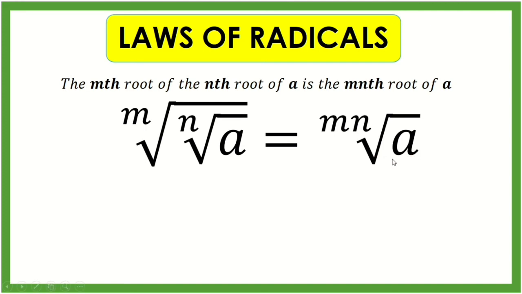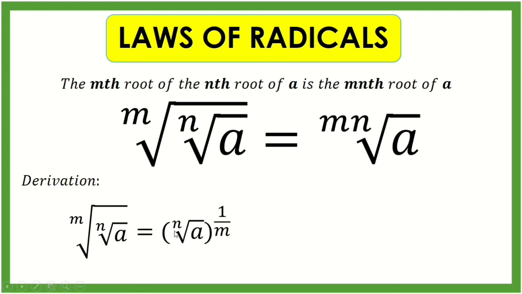So, paano na-derive itong law na to? So, una, transform natin itong radical expression into exponential form. So, unahin natin yung mth root. So, this is equal to nth root of A raised to 1 over M. So, ang exponent dito is 1. Ang ating index ay M, so siya yung naging denominator.